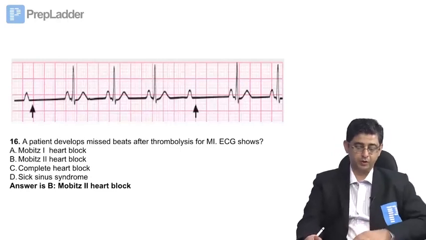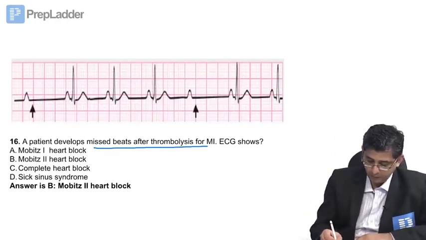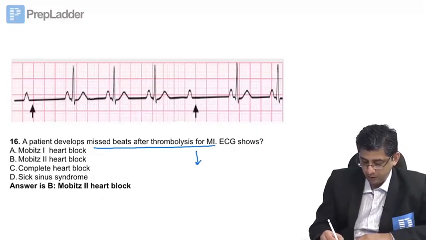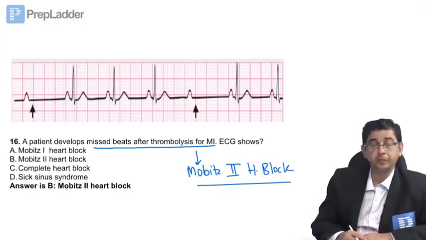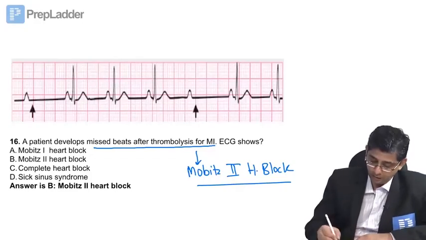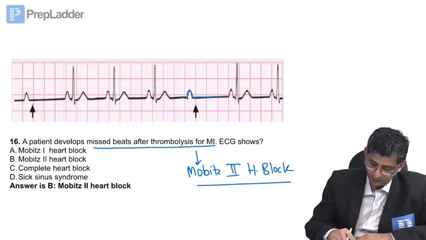This I've already explained to you. We can just have a look at it. Patient develops missed beats after thrombolysis for MI. So after MI, remember the bradyarrhythmia that develops commonly is Mobitz two heart block. So the diagnosis is made most of the time on clinical grounds only. And this is a P wave and then there is no QRS complex happening.